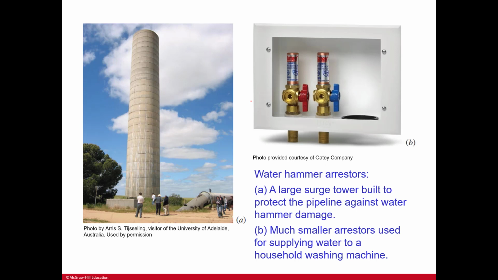So here are some of the arresters that we can use to mitigate those water hammer happenings. A large surge tower is built to protect the pipeline against water hammer damage. That's a huge one, and you can see the water going here and then here to mitigate it. And then much smaller is used for supplying water to your household washing machine. So we have them in our house.